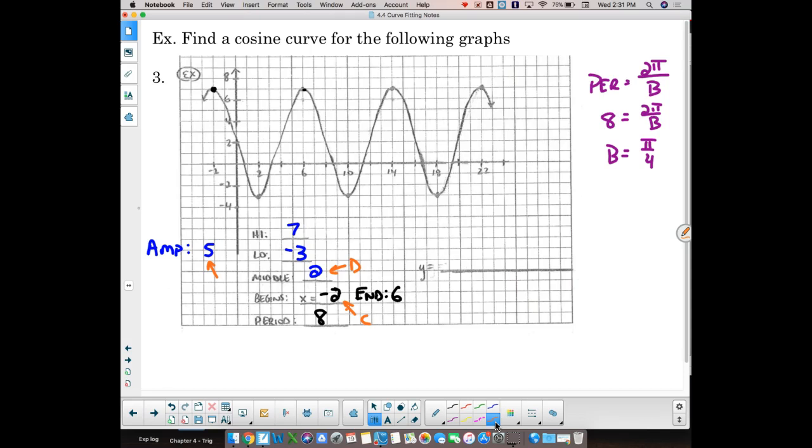Okay? So the most common one that I saw when I was walking around the room was 5 cosine pi over 4 times x minus negative 2, because my beginning is at negative 2, so minus negative 2 means plus 2, and then plus 2.